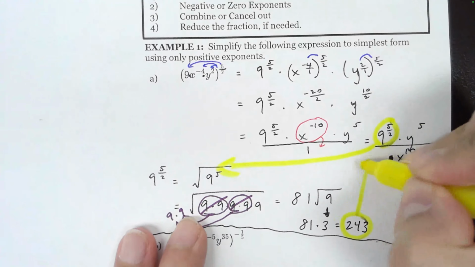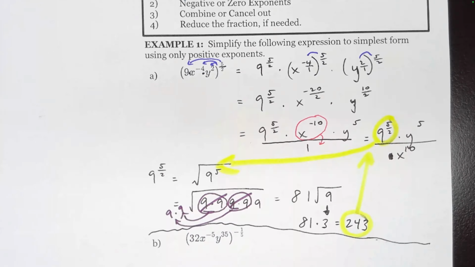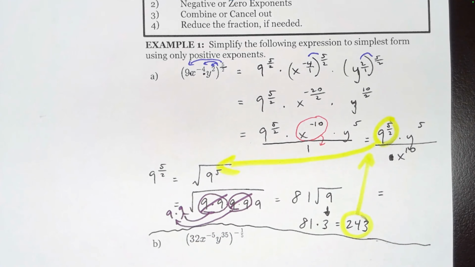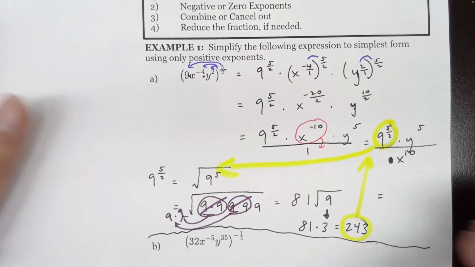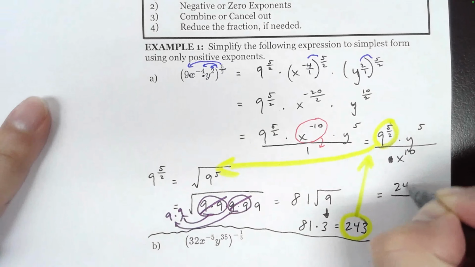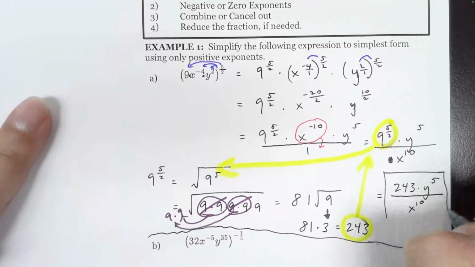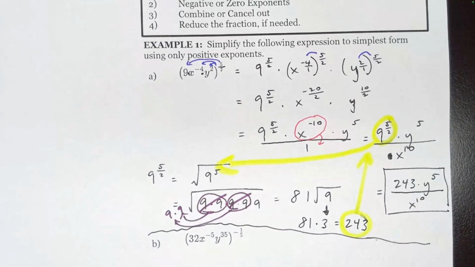Move this guy back in. So instead of 9 to the 5 over 2, it's really 243. 243 times y to the 5th over x to the 10th. Done. That's how you simplify. Again, we used the same rules. I didn't use any new rules or anything like that. It's just using the same rules. Okay?